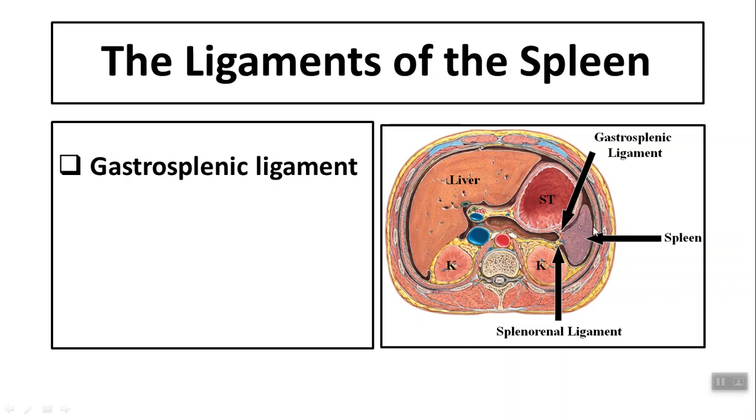From these ligaments, these are the ligaments of the spleen. This is the spleen, and it's completely covered by peritoneum, and it has ligaments to attach it to the nearby structures. From these ligaments is the gastrosplenic ligament, which connects the hilum of the spleen to the stomach. Splenorenal ligament, or the lienorenal ligament, connects the spleen to the left kidney.